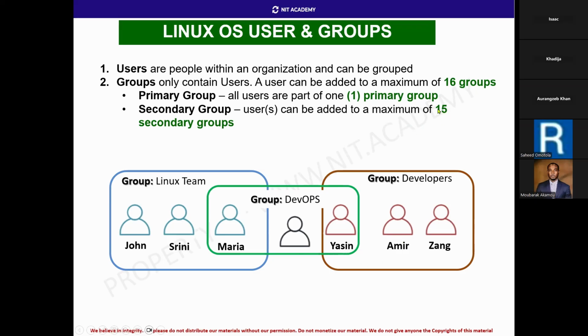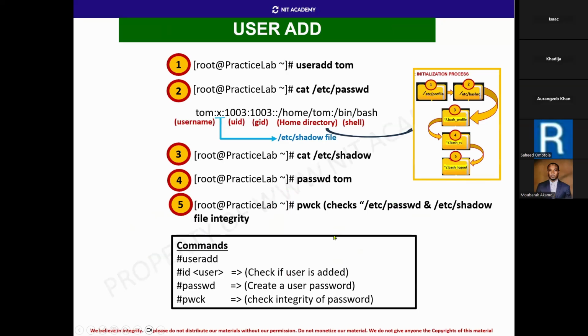But when you create a user, you get a primary group, right? And you can also get a secondary group. So this person here, Maria, has a primary group called Linux team and a secondary group called DevOps. So she has a primary group called Linux team, and Maria has a group that is DevOps. Okay, so that's simply stuff to think about.